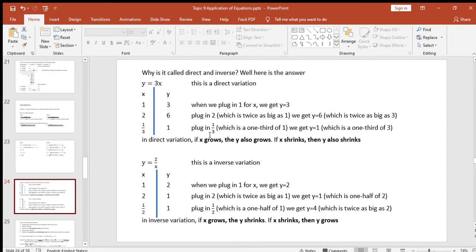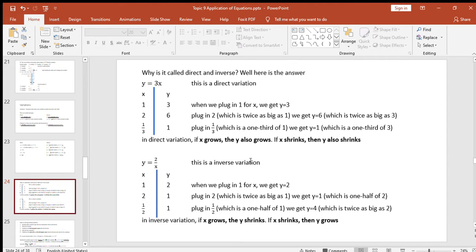Now let's say we had 1/3. 1/3 is a third of 1, obviously. So if you plug 1/3 into your x, you're going to get 1. So 1/3 is a third of 1, and 1 is a third of 3. So if your x gets bigger, your y gets bigger. If your x gets smaller, your y gets smaller in direct variation.